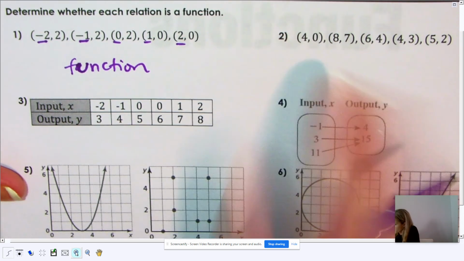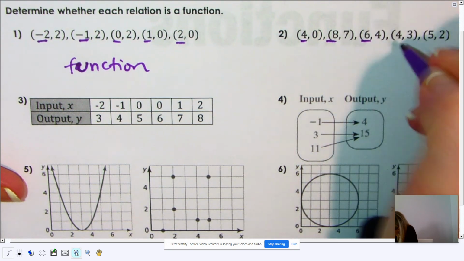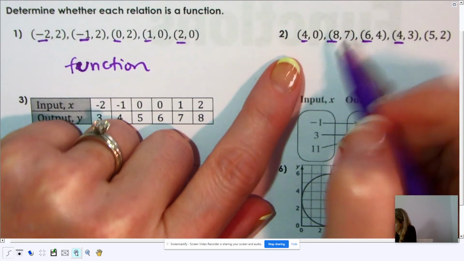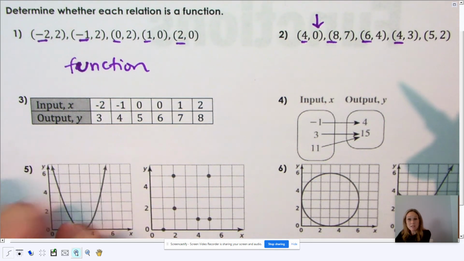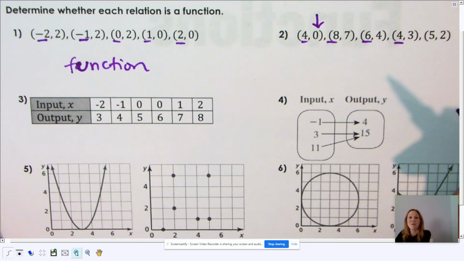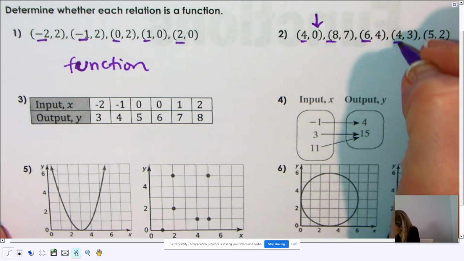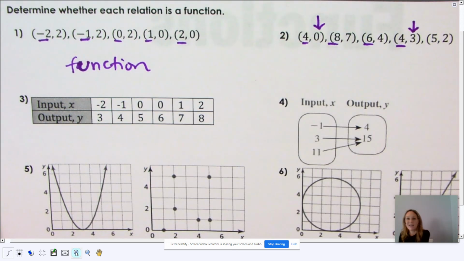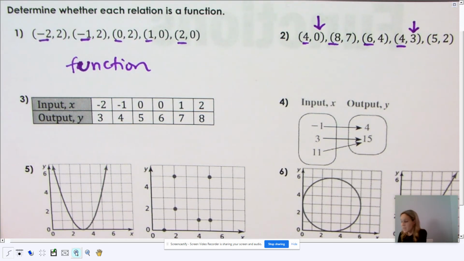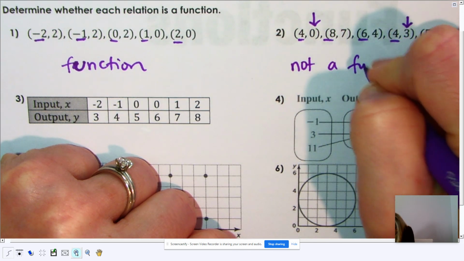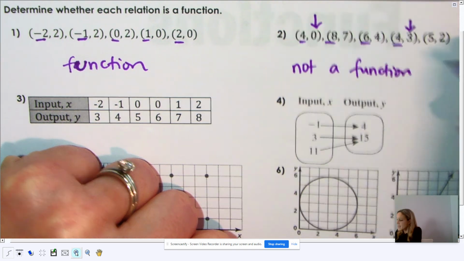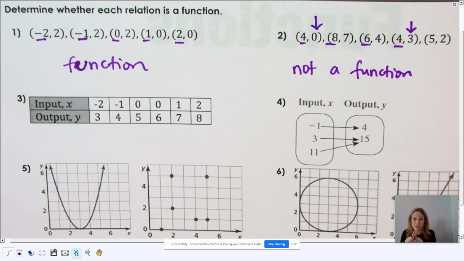Question number 2, I plugged in 4, 8, 6, 4 again. So first we need to see, the first time I plugged in 4, I got out 0. So the next time I plug in 4, for it to be a function, it better be 0 again. Well, I plugged in 4. This time, I got out a 3. So that is not a function, because I have the same value and I got 2 different answers.